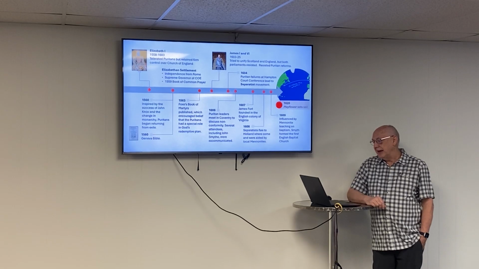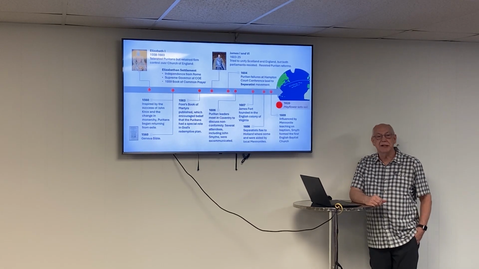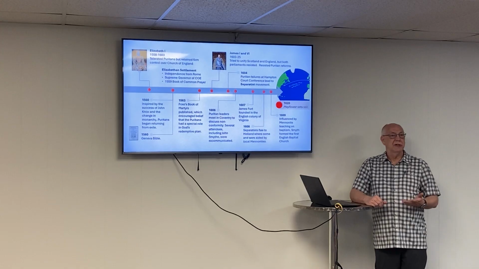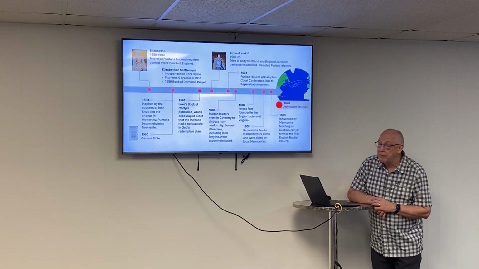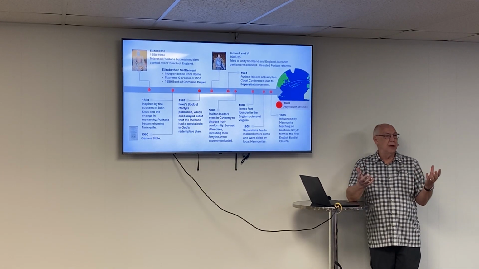So the Puritans, they were inspired by the success of John Knox. They decided now's the time we can go back and start making some reforms. They were also inspired by the Geneva Bible. They now had a Bible that they could read in their own language.